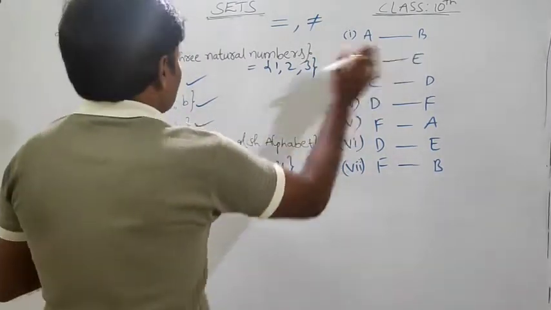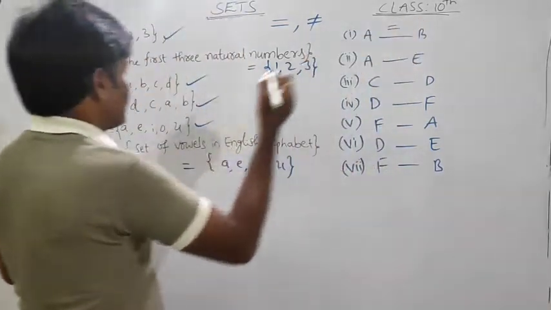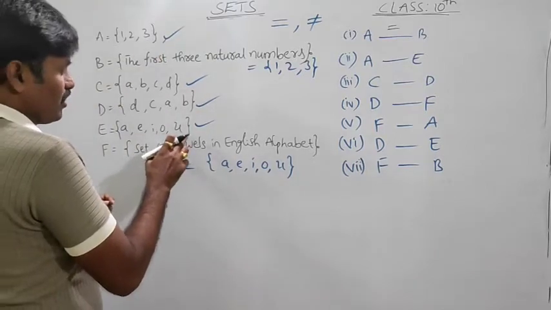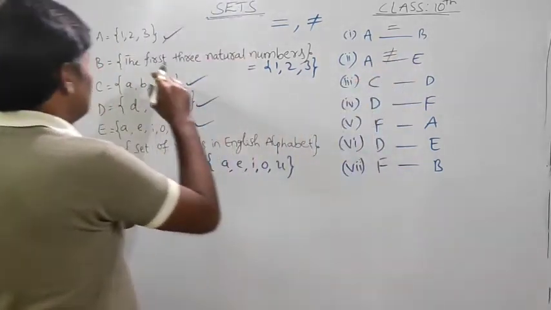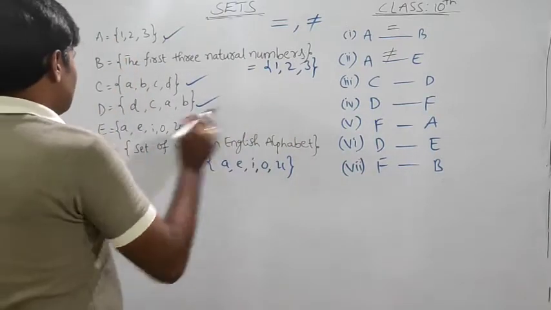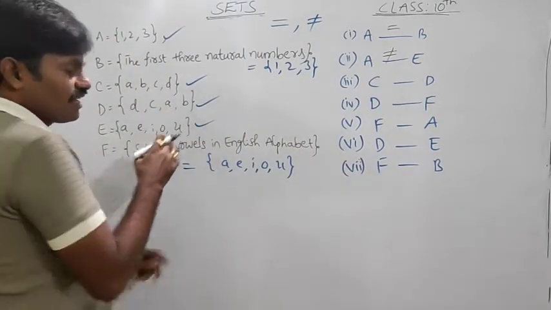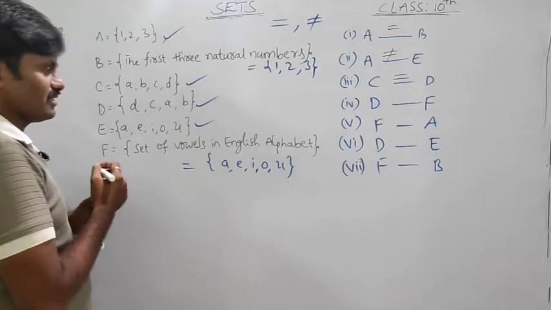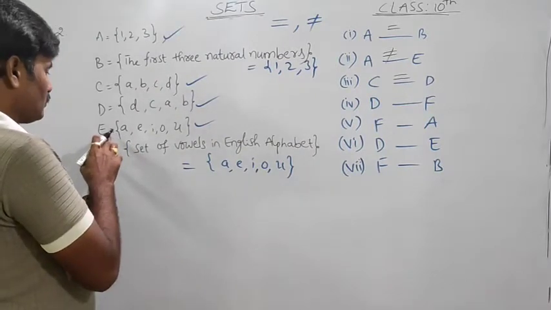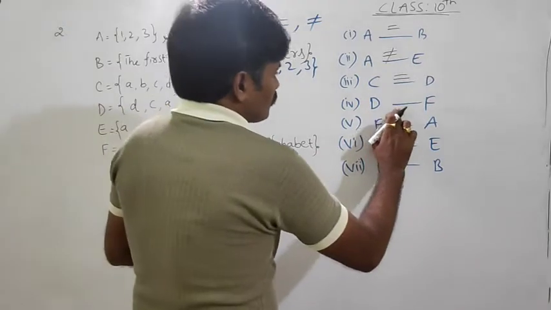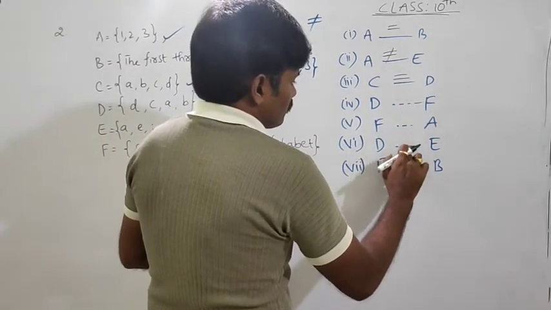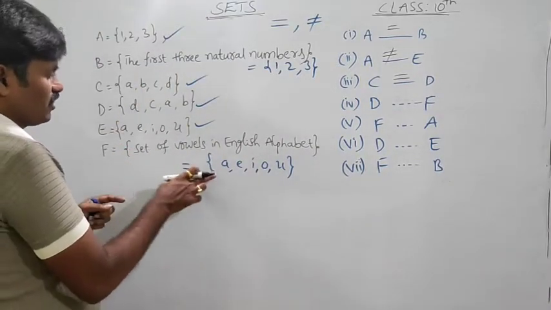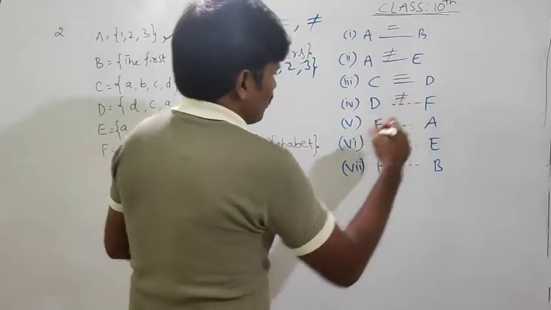Now see, A and B, are they equal or not? Yes, equal. So A is equal to B. A and E: A consists of the elements 1 to 3, E is A, E, I, O, U. Are they equal? No, because those are English alphabet letters and these are natural numbers. C and D are A, B, C, D and D, C, A, B. Whatever the order may be, the elements are the same. So both sets consist of the same elements, so these are equal sets. Next, D and F, so you may get confused. Now D and F, are they equal? No. A, E, I, O, U here and A, B, C, D there. So these two are not equal sets.